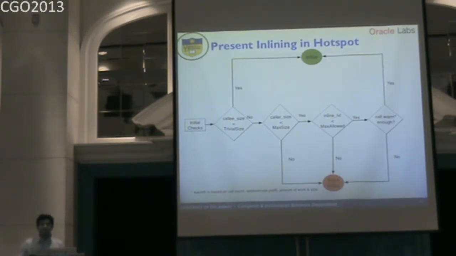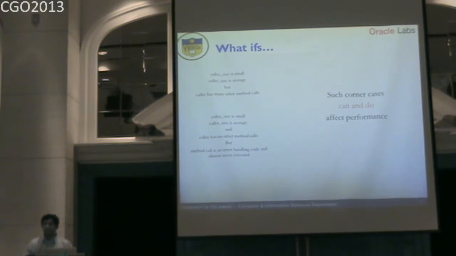Now, this might look simple, but the problem here is that there are a lot of corner cases and a lot of what ifs. For example, what if your callee size is small, the caller size is average, but there are a lot of other method calls. So you might be betting on inlining that particular method call, whereas something else in the future is going to be more important. So how do you take care of that?